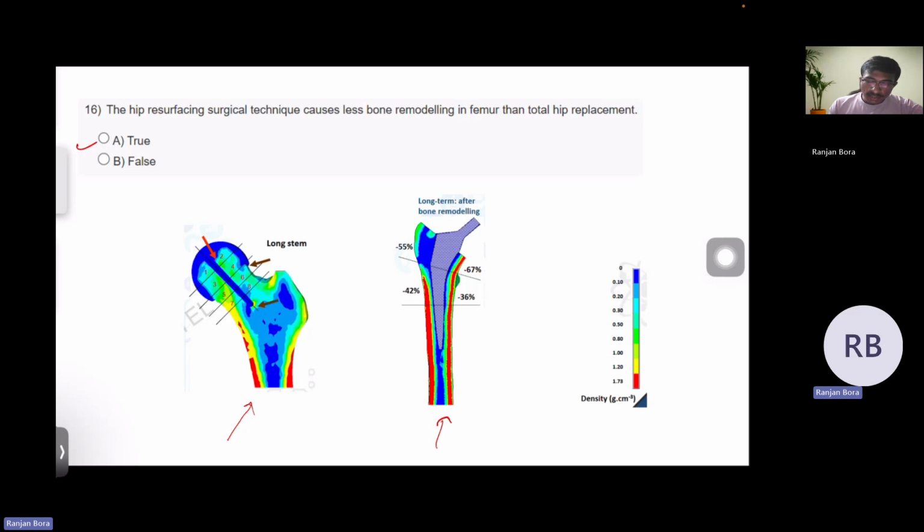Because here we can see these red colors. This represents the bone density. So bone density means these are the bone remodeling results. So in this case, this bone remodeling is greater than the bone remodeling in the first case, which is the hip resurfacing surgical technique.